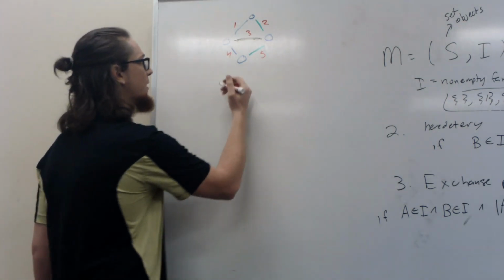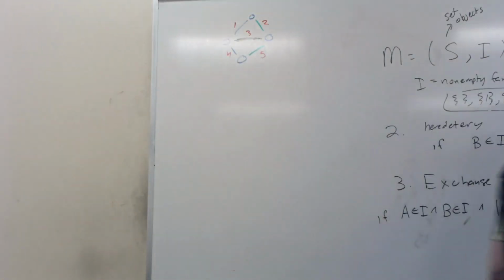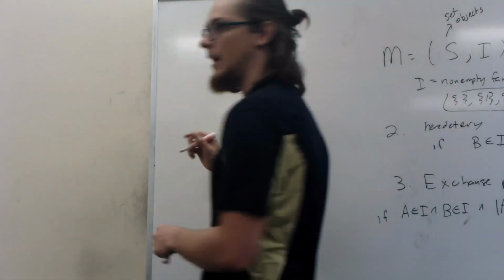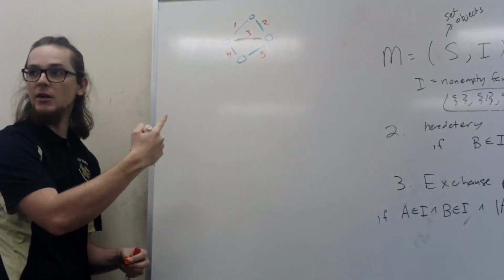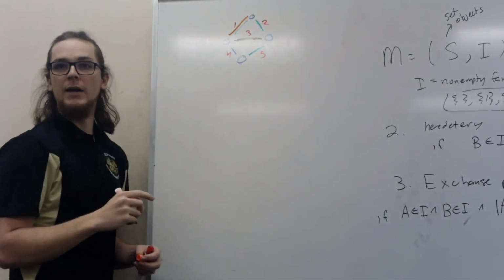So we're going to add 1. Let me get a different color here. So we read in edge 1. We can add this. Are we on the same page? We can add edge 1. Okay. We read in edge 2. Can we add this? Yes or no?